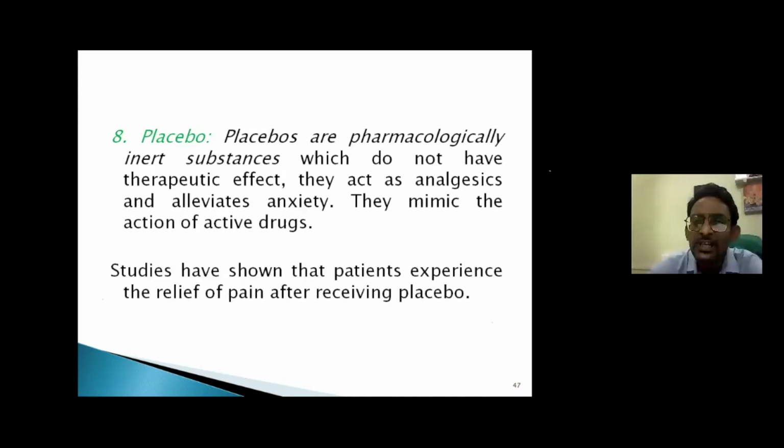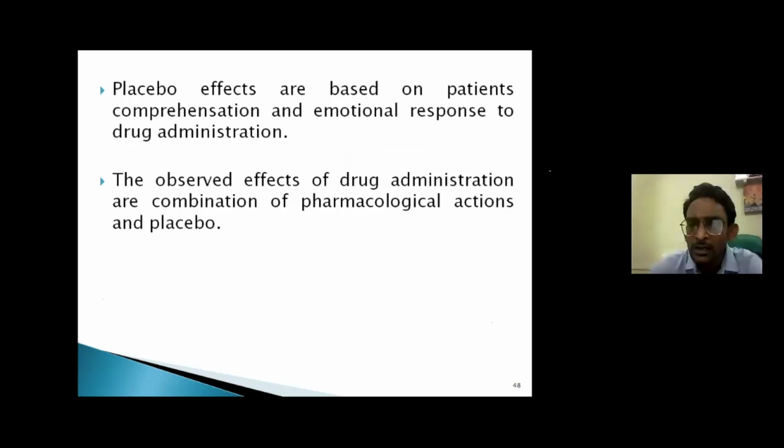Or they are going for acupuncture. What's the basic mechanism? It is well known that in a happy mood there are certain substances, endorphins, which are pain alleviating or pain relieving substances. So when we give the assurance and when we give the placebo drugs to the patient, they think that these drugs will act faster and the pain will go. And ultimately, this will happen.